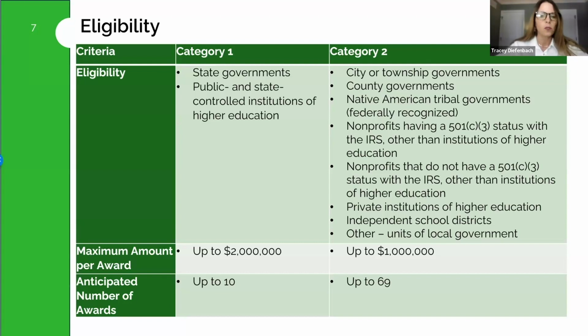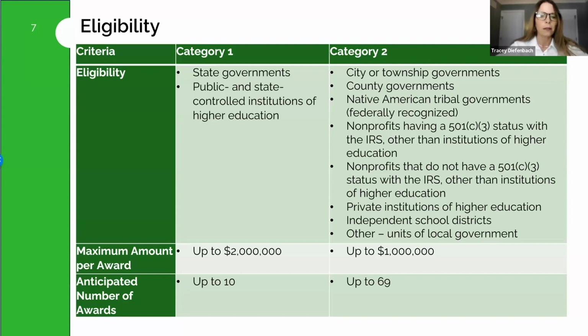Private K through 12 schools, including private charter schools, can apply as nonprofits. Public charter schools should apply as independent school districts. Additionally, applicants may propose to use the grant to contract with or subaward to local education agencies, nonprofit organizations, units of local government, or tribal organizations.